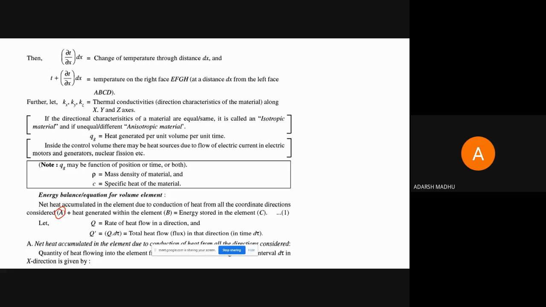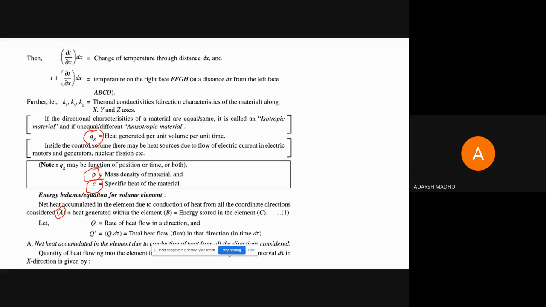For this derivation, I have already referred to three terms, which is Qg. Here Qg is termed as the heat generated per unit volume per unit time. Capital letter Q is the total energy stored in the whole element, but small letter qg is the heat generated per unit volume per unit time. It is a small rate of change of heat. Rho is the mass density of the material, and C is the specific heat of the material. We are taking these three terms, qg, rho, and C, for the derivations.